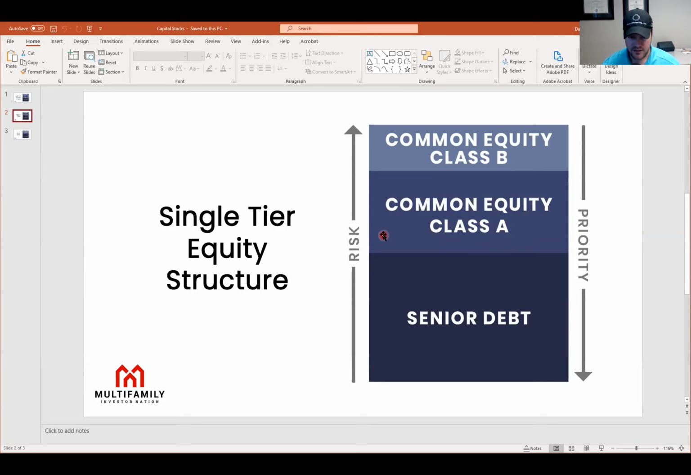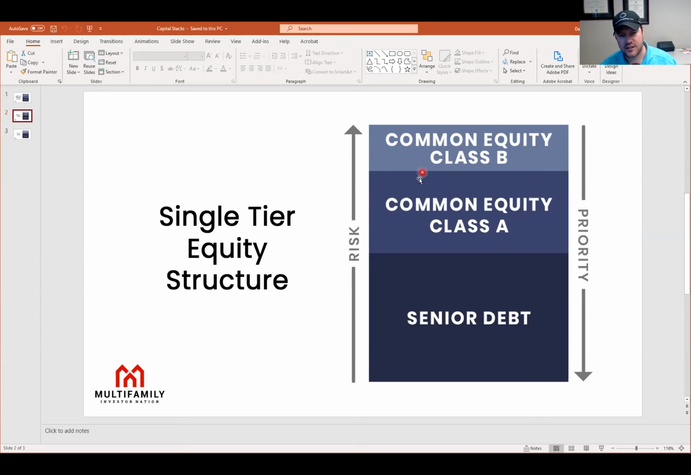So this is where you have only two, it's a single tier, meaning that for your passive investors, there's only one class of share that they can invest in. That's the common equity class A, right? That's in this kind of dark blue section. The common equity class B here is gonna be the operator. So the GP portion. So this is gonna be 30. In our deals, we do 70-30 splits.